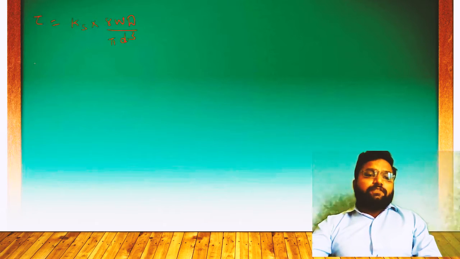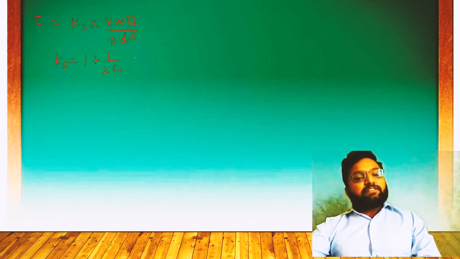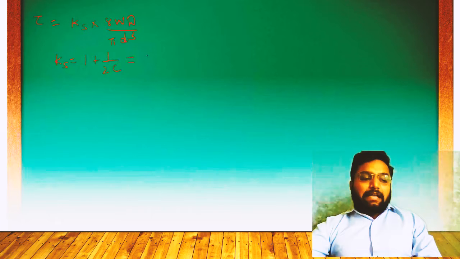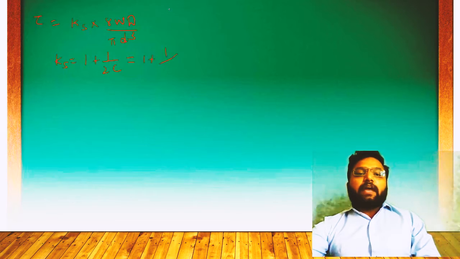First of all, our equation for load, represented by shear stress in terms of load, is tau equals Ks into 8WD divided by pi small d cube. This was our equation. So the first thing is to find Ks. Here we have two equations for Ks, one without curvature and one with curvature. Without curvature it is 1 plus 1 upon 2c, and with curvature we have discussed in the previous slide. We will discuss it in the next slide.